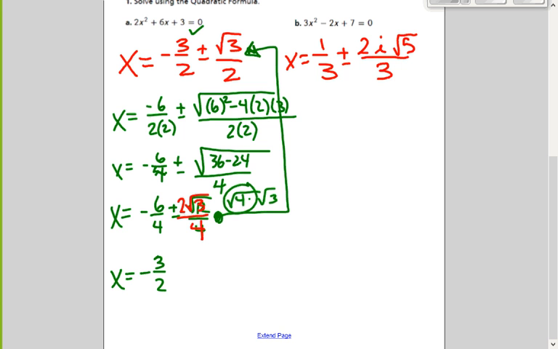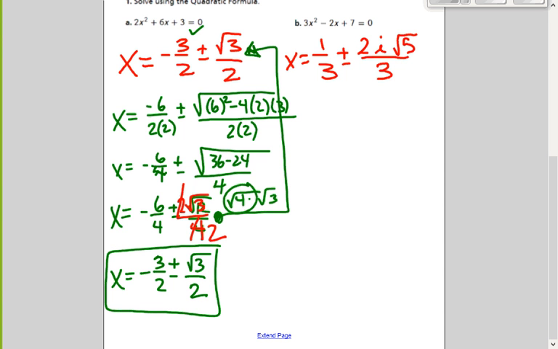And then we can reduce the 2/4 to 1/2. The 2 goes into that 4 2 times, so we end up with negative 3/2 plus or minus root 3 over 2. All right, so that is the triad using the quadratic formula in its entirety. And now we'll move over to example 2.